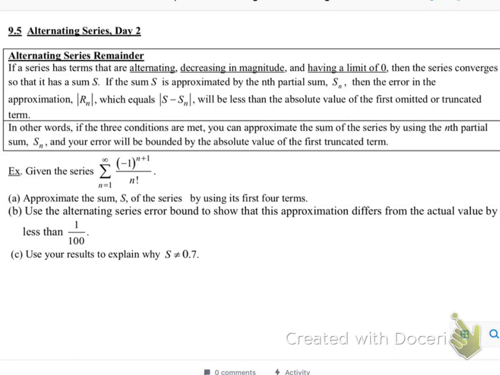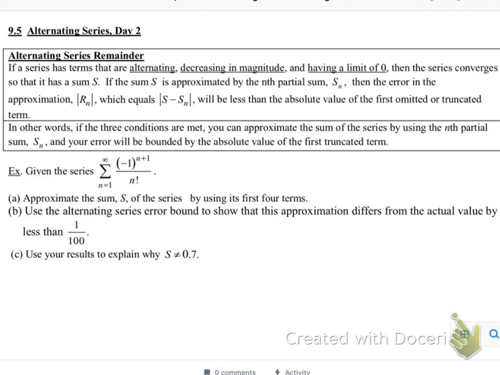Hey guys, it's day 2 of alternating series. We're still in the simple pieces of series. For alternating series, we're going to start today, however, with remainders, which we haven't been talking about.